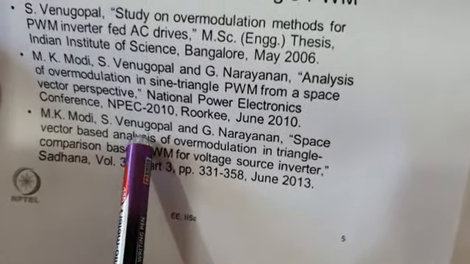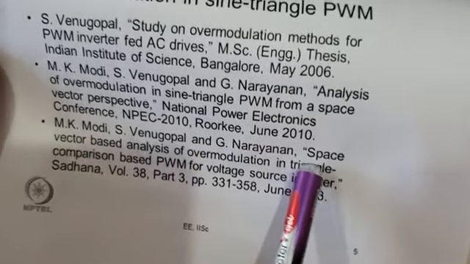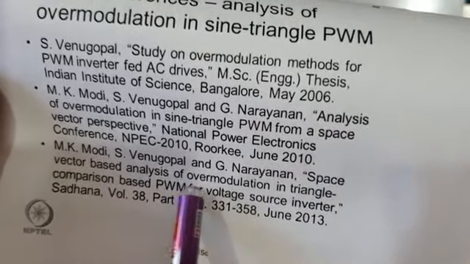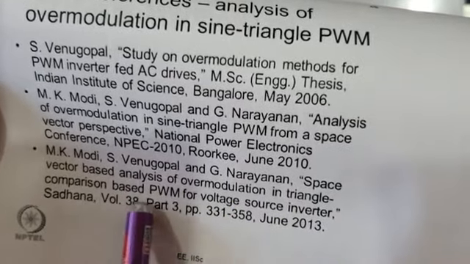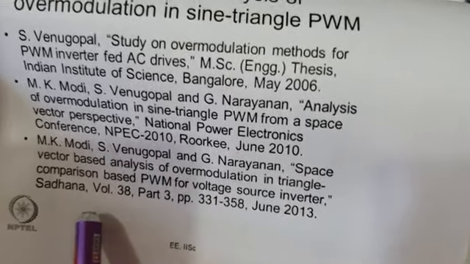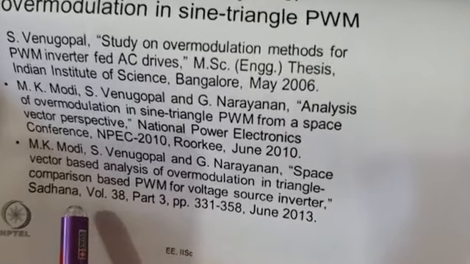Another is M.K. Modi, S. Venugopal, and G. Narayanan. The title of the research paper is Space Vector-Based Analysis of Over-Modulation in Triangle Comparison-Based PWM for Voltage Source Inverter, in a journal named Sadhana. I have not gone through this journal. You can search for it on Google, and if possible, download this research paper and study it. There are also some references for space vector over-modulation in conventional space vector PWM inverters.